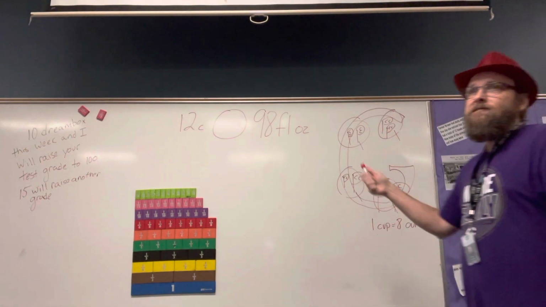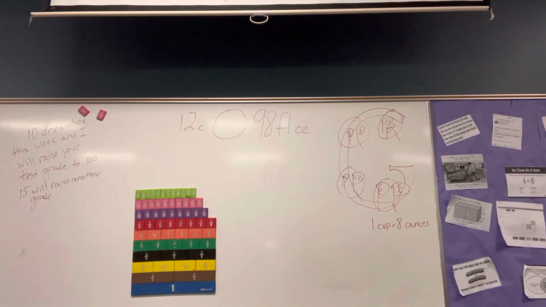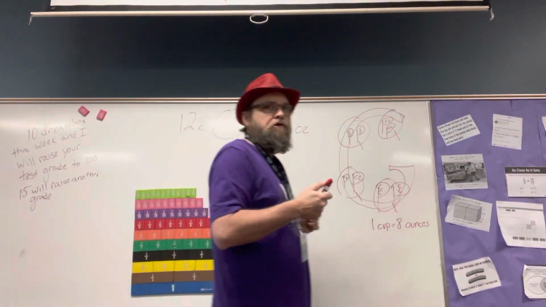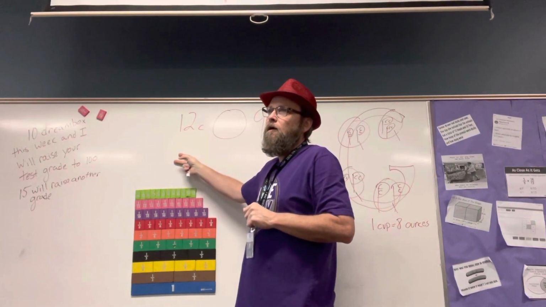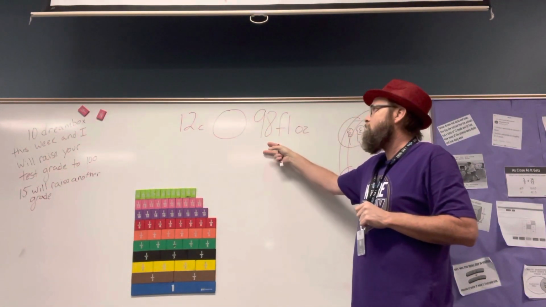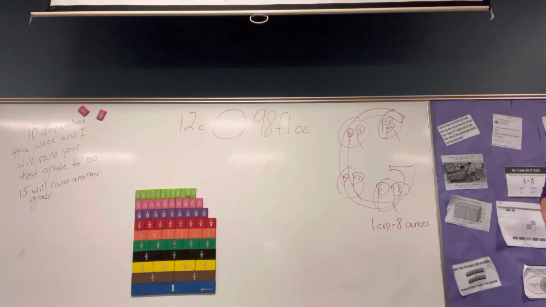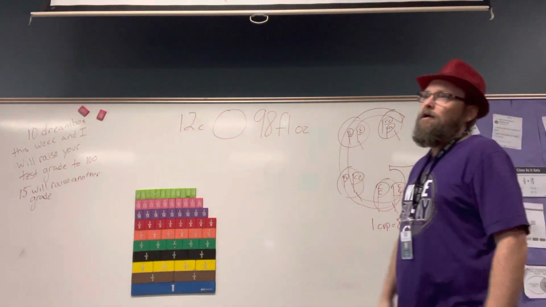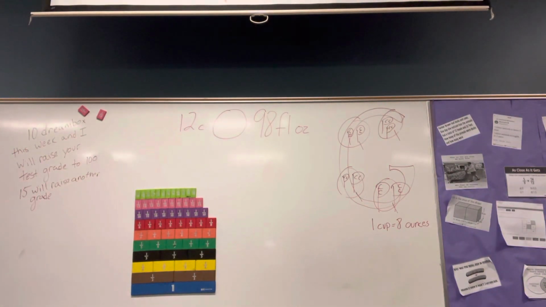All right, now when we have these inequalities, we have a choice. We can change either one of these so that they're the same. So I could change the 12 cups to figure out how many ounces it is, or I could take the 98 ounces and figure out how many cups it is. So, Kira, what would you rather do? Change the cups to ounces, or ounces to cups? Cups to ounces. Yeah, I always try and do the bigger to smaller because multiplying is easier for me than division.